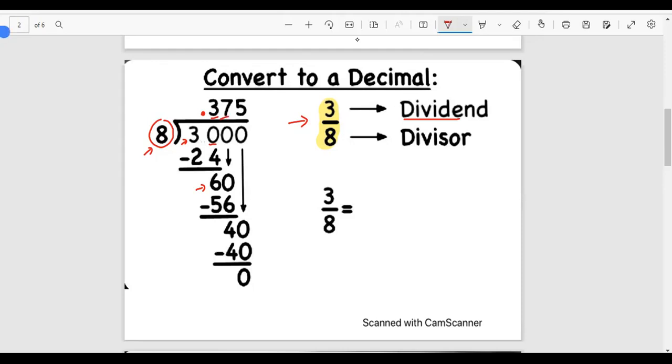Again, 4 is less than 8, so I need that 0. It would be 40. And 8 multiplied by 5 would give me 40. So in short, 3 by 8 can basically be written as 0.375. So this is how we convert a fraction into a decimal number.